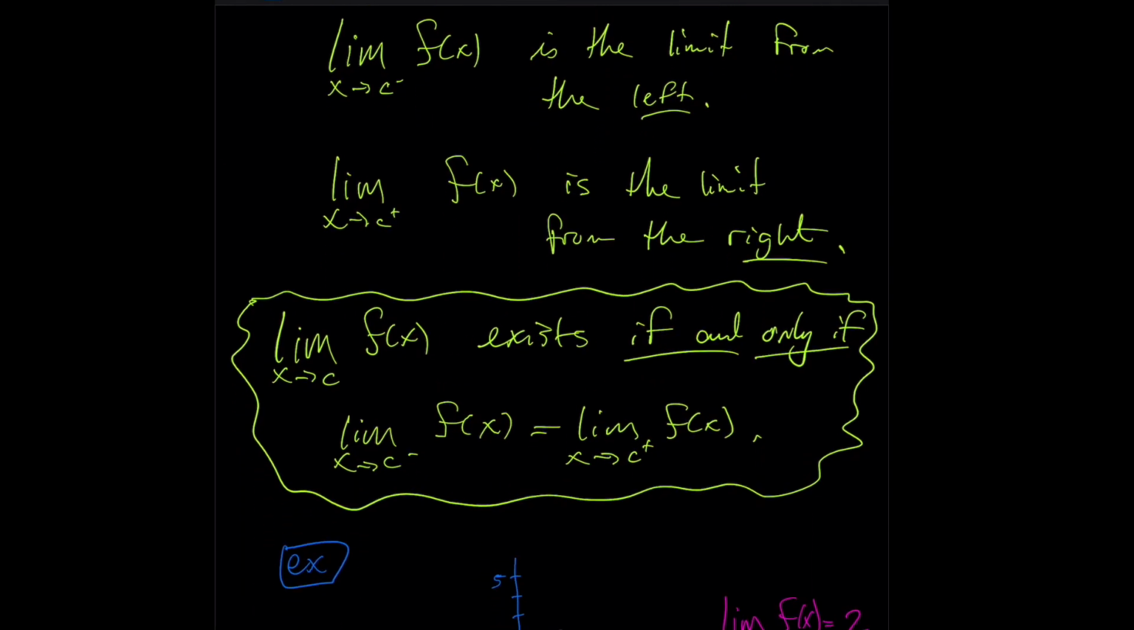Alright, so this notation here, the limit as x approaches c from the left, is the limit from the left. The limit as x approaches c with the plus sign there is the limit from the right. So that means we're coming in from the right of whatever the c value is. So we say the limit exists if and only if those two things are going to be equal.